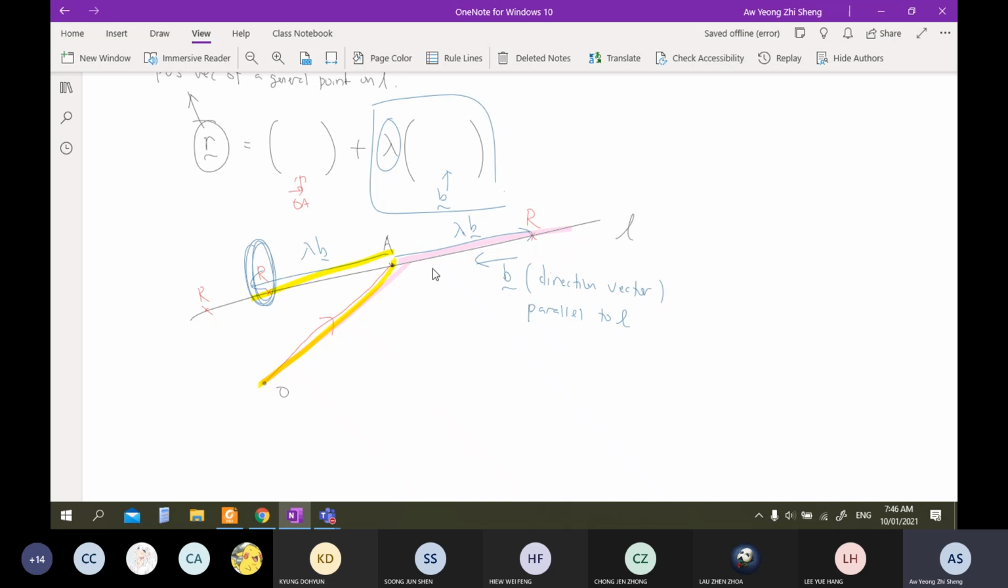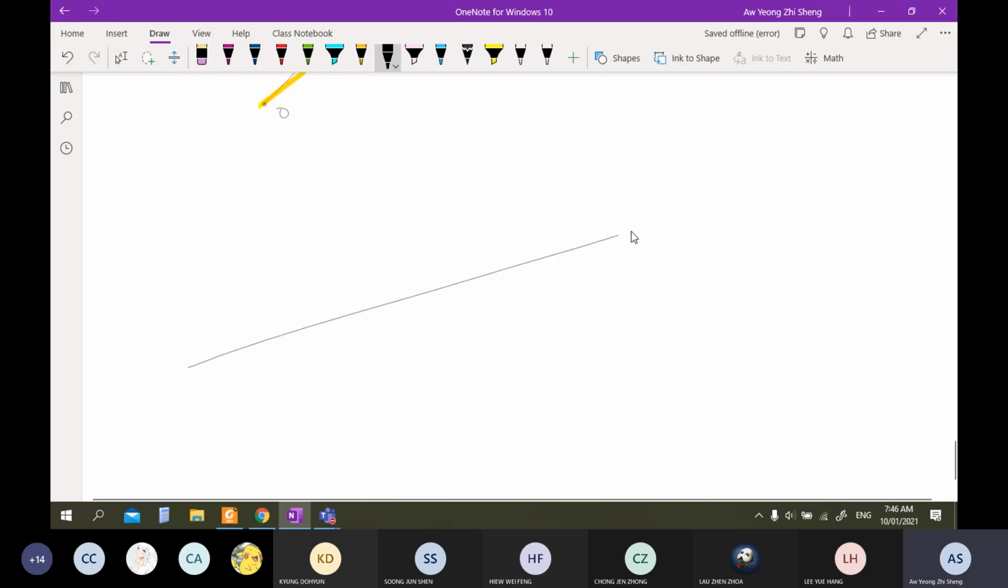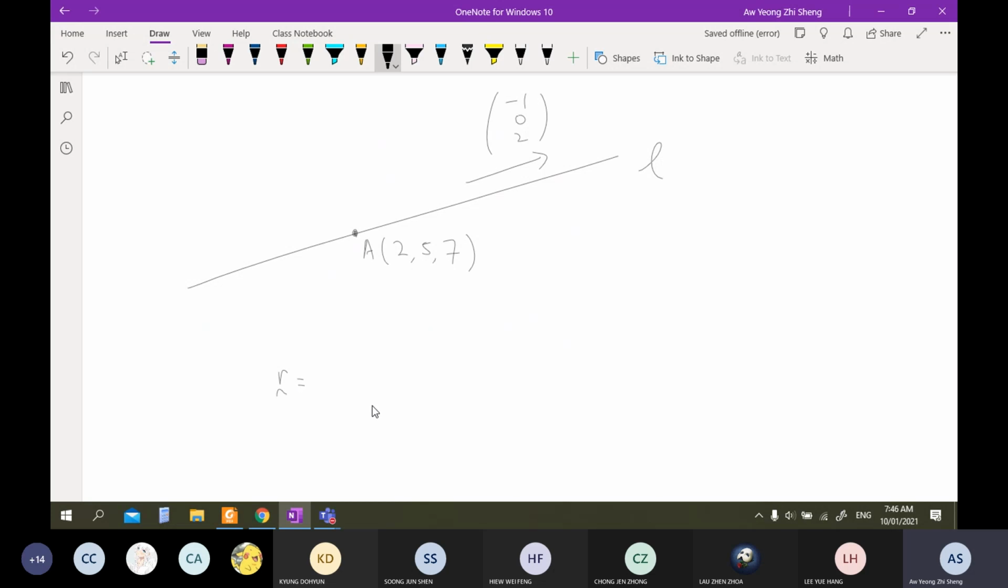Okay, so the same idea here is applicable to the three-dimensional lines. For example, I have this line L in 3D with a point, let's call it A, with coordinates 2, 5, 7. And I have a vector parallel to the line, for example, (-1, 0, 2). Then, if I want to describe a general point on line L, I can use r equals (2, 5, 7) plus lambda (-1, 0, 2), lambda in R.